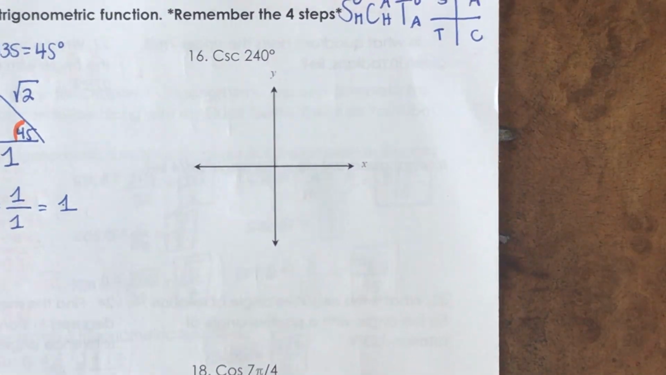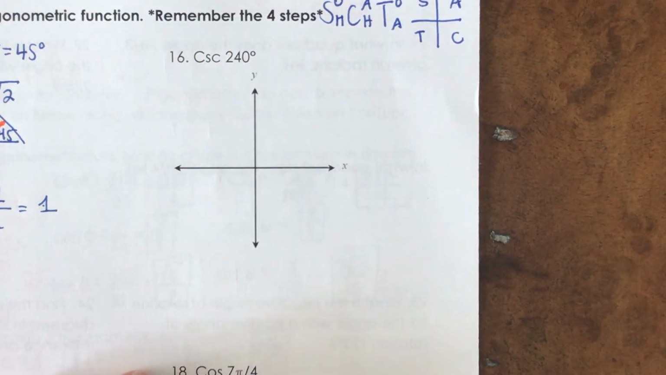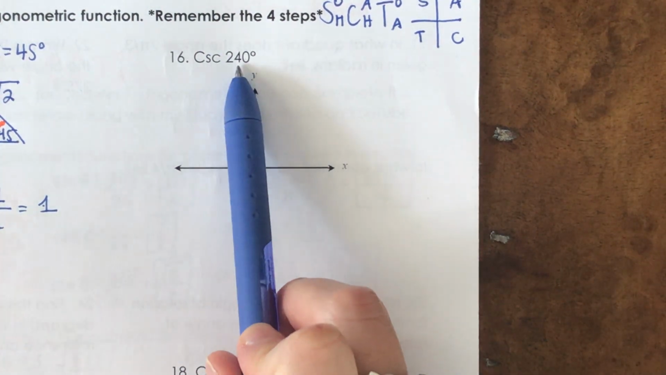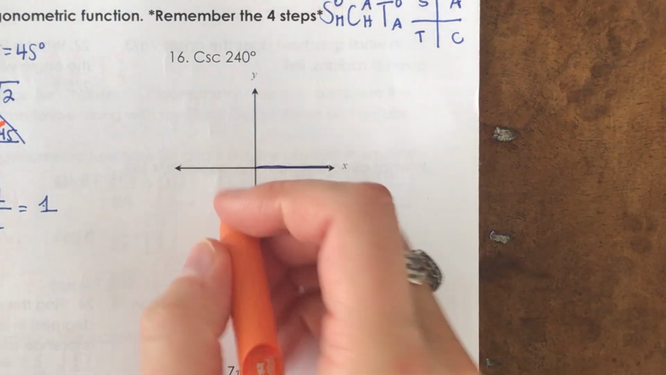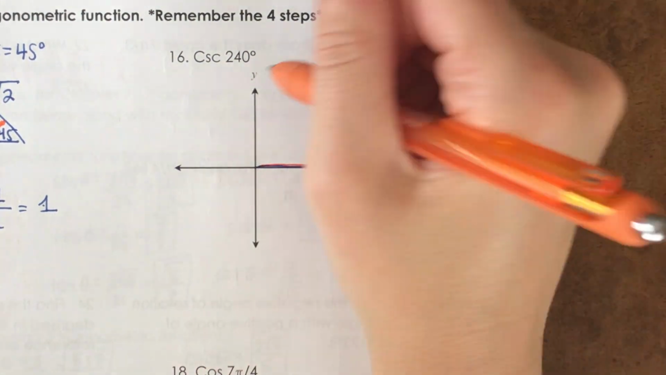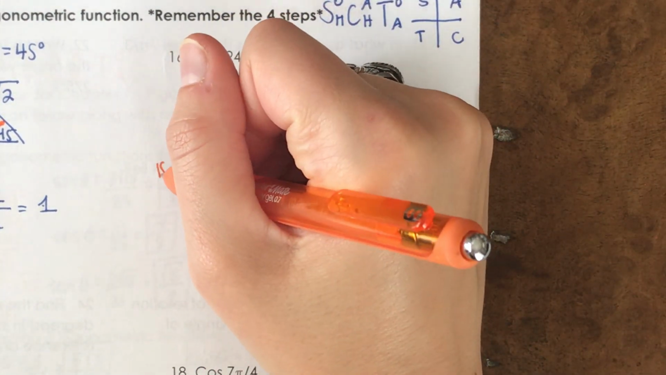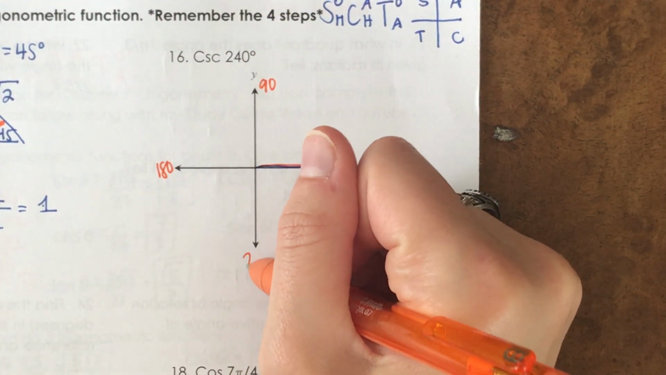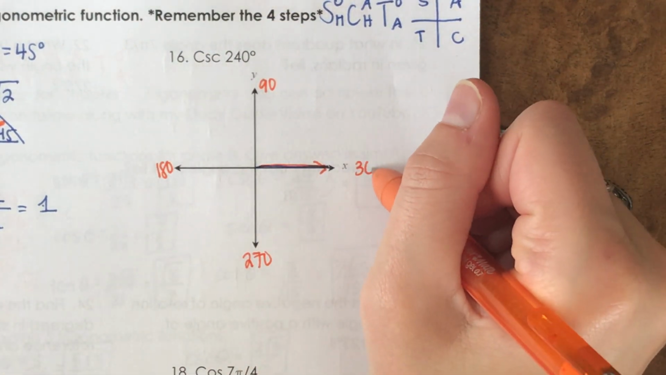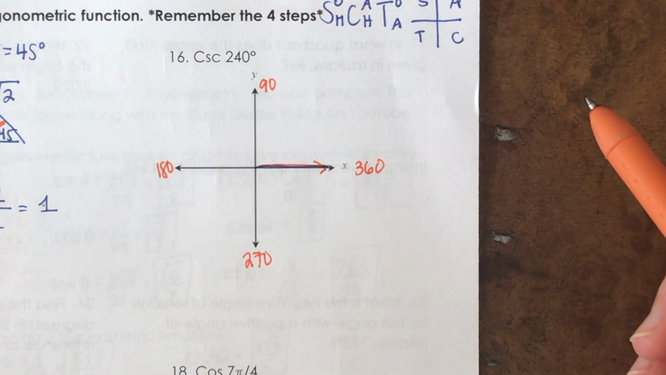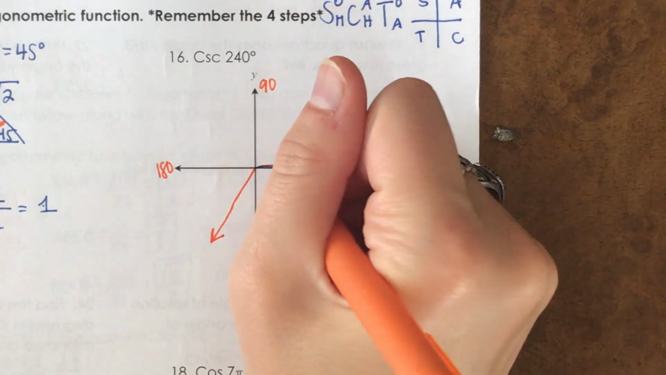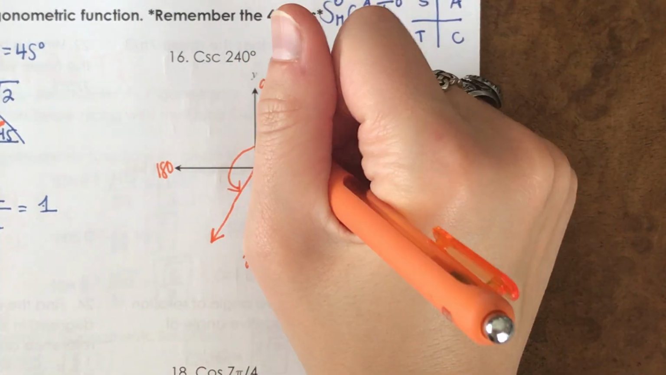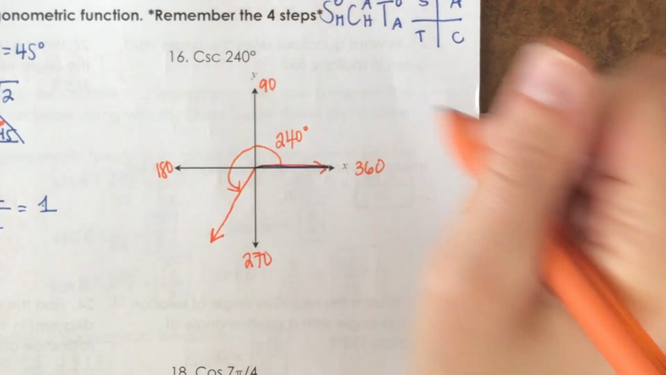Number 16. Cosecant of 240 degrees. It's in degrees. I'm going to sketch it. I guess I should keep doing it in the same color, huh? Okay. So 90, 180, 270, 360. All right. 240 degrees means I'm right about over here. I'm between 180 and 270, right? So this whole thing is 240 degrees.